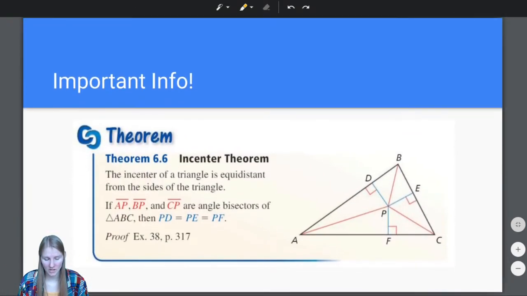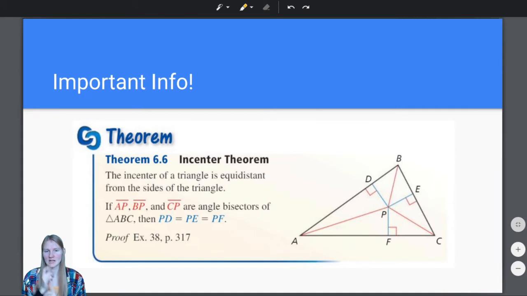Well, there's another interesting theorem about incenters. The incenter of a triangle is equidistant from the sides of the triangle. So, with a circumcenter, we knew that the distance to each endpoint was the same. With the incenter, that is not true. With the incenter, the distance to each side is the same.